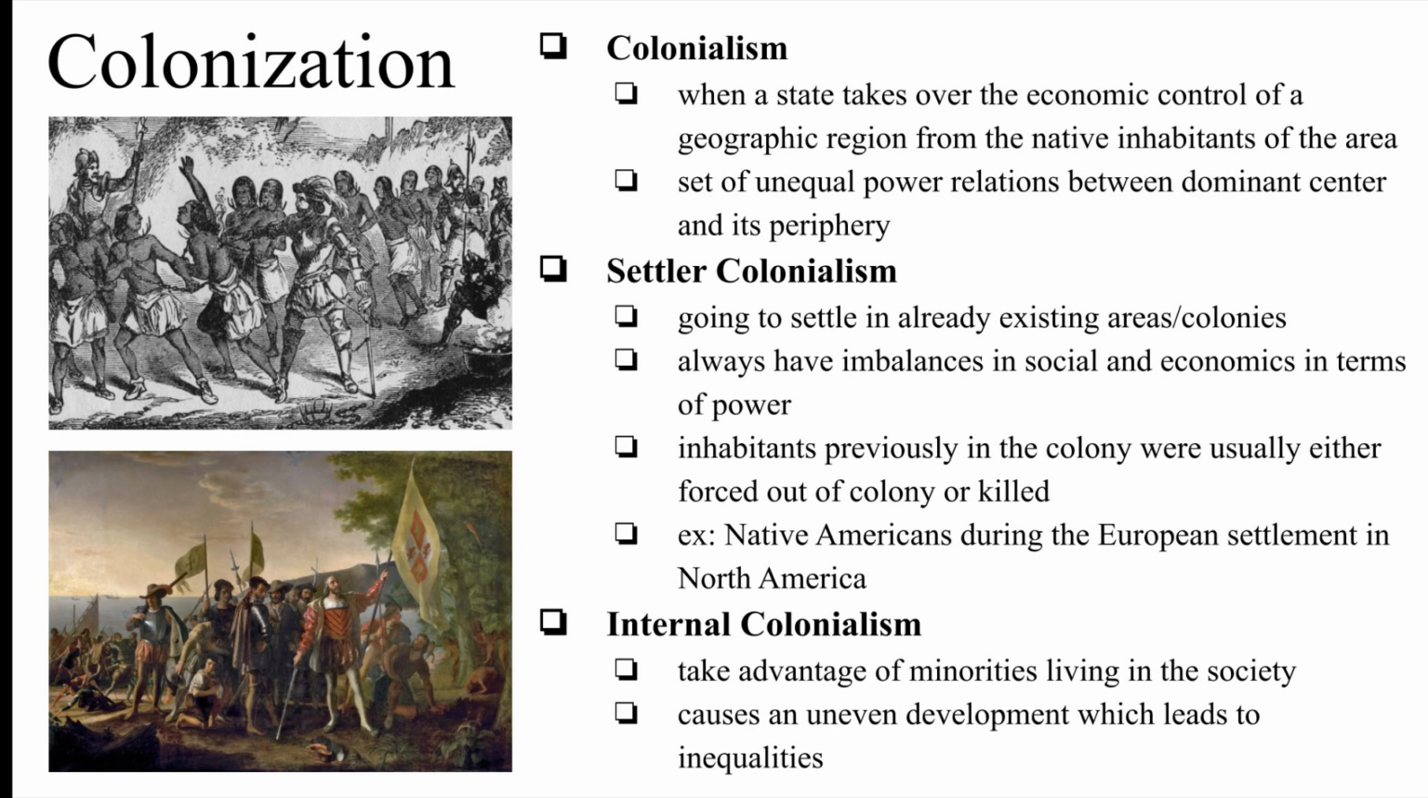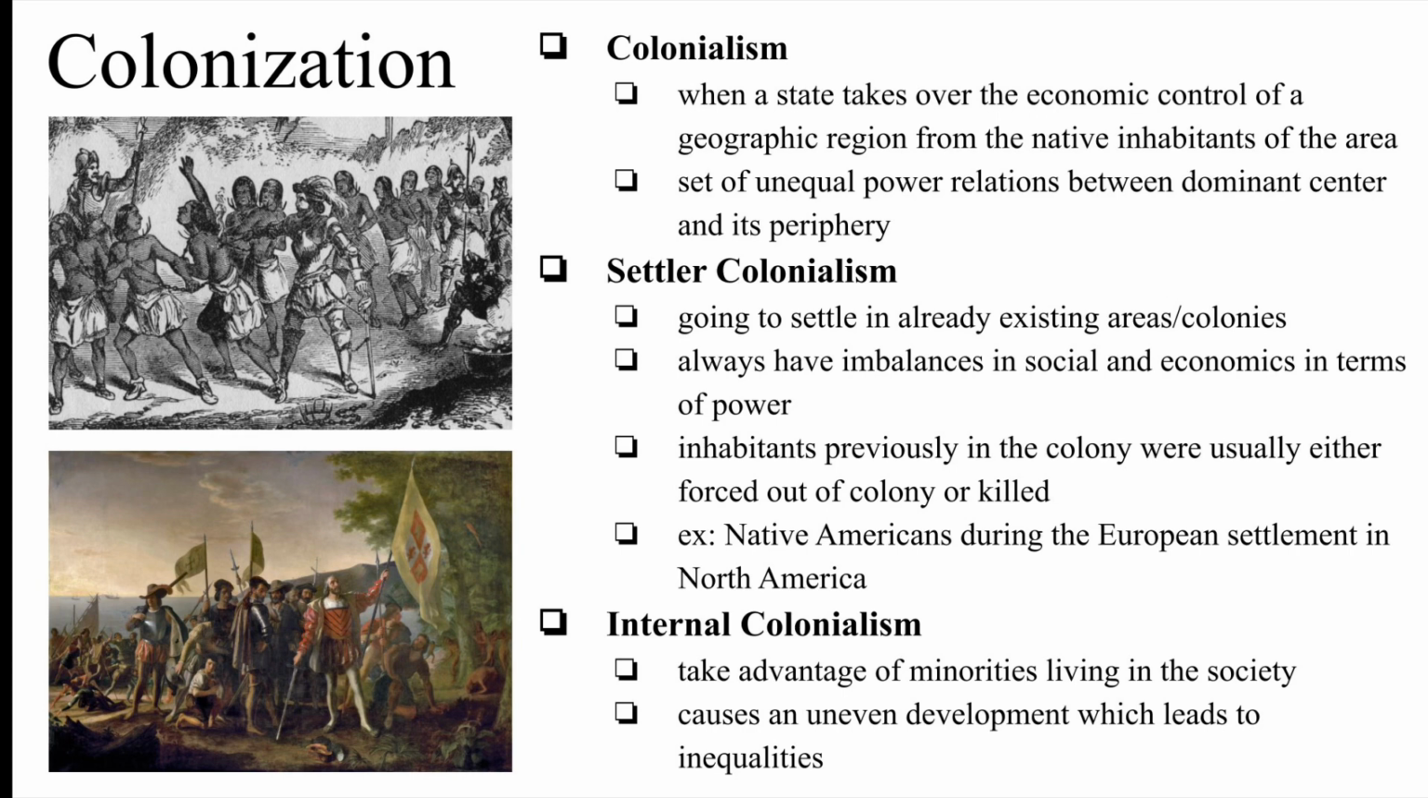Another one is settler colonialism, and this is where settlers go and settle in a place that already exists. There are always imbalances in social and economic terms of power, and inhabitants previously in the colony were usually either killed or forced out. An example of this is the Native Americans during the European settlement in North America.